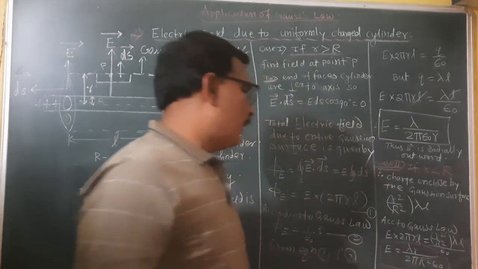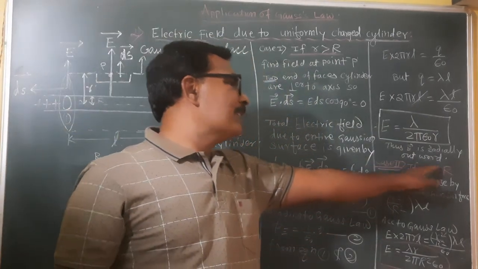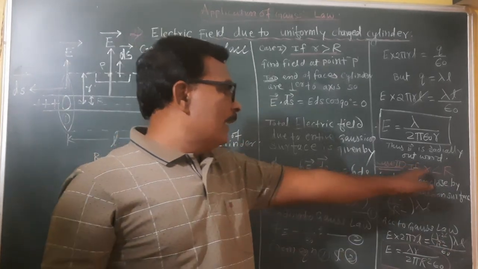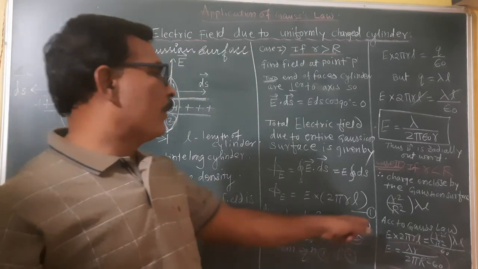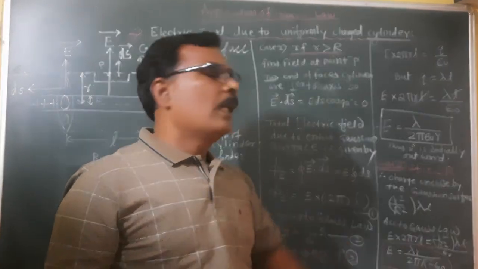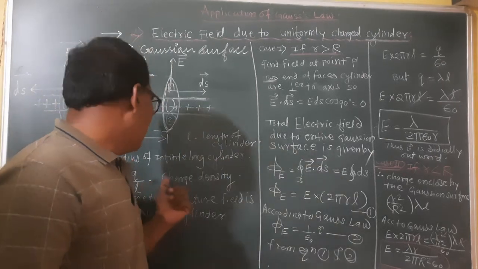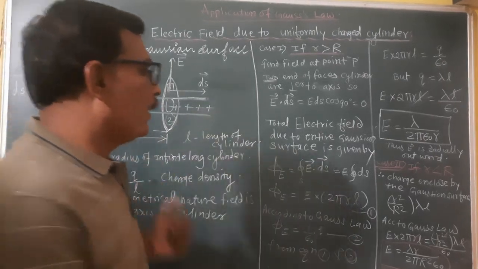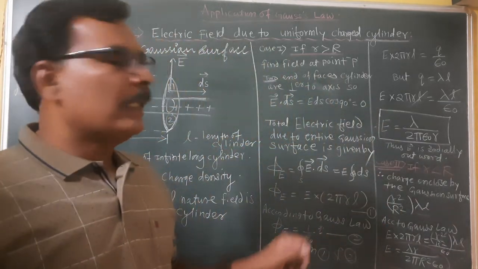Very simple. We have to consider the electric field intensity if small r is less than capital R. The charge enclosed by the cylinder is, we have to consider r square upon R square into lambda L. In the first case the charge is only lambda into L. Here we have to take r square upon R square into lambda L.